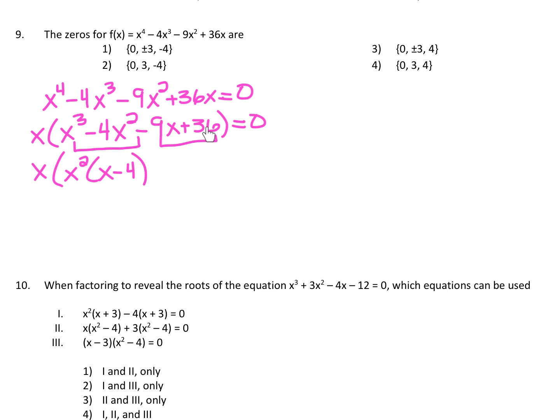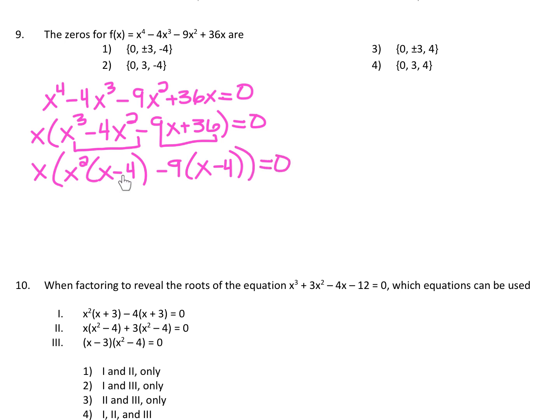And then out of the next two terms, well, the biggest number that divides evenly into both of these is a 9. But because this is a negative in front, we're going to pull out a negative 9. And that'll also leave us with x minus 4, because negative 9 divided by negative 9 is positive 1, so we have positive 1x. And then positive 36 divided by negative 9 is negative 4. So let's close that parenthesis, as well as this parenthesis here, and bring down the equal 0.